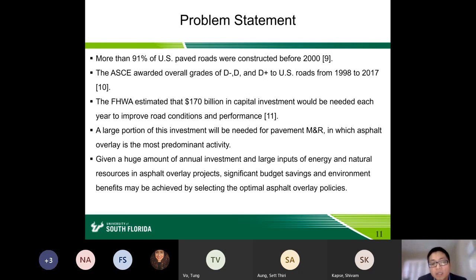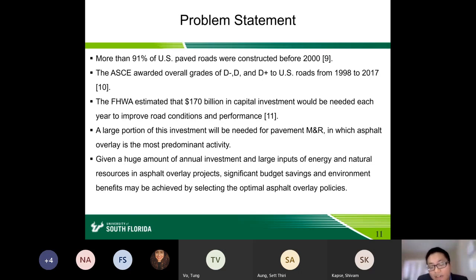Also, FHWA estimated that if we want to rehabilitate the pavement or to keep the road condition in a good service, $170 billion is needed every year. A large portion of this investment will be used for asphalt overlay policy. Given this large amount of the annual investment and the large inputs of the energy and natural resources in the asphalt overlay projects, significant budget saving and environmental benefits can be achieved by selecting the optimal asphalt overlay policy.